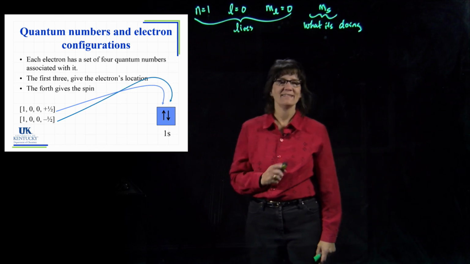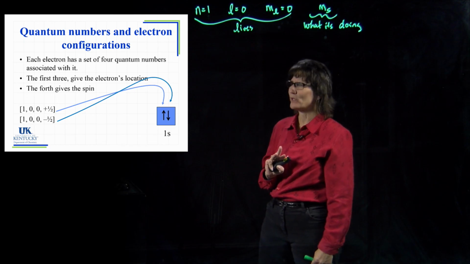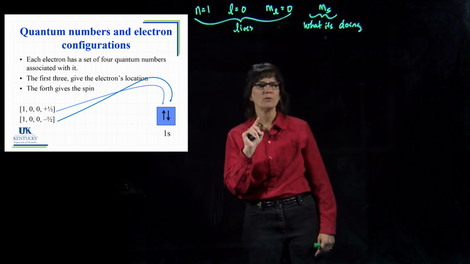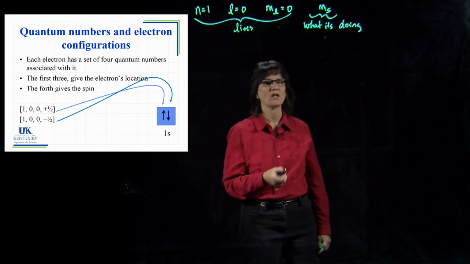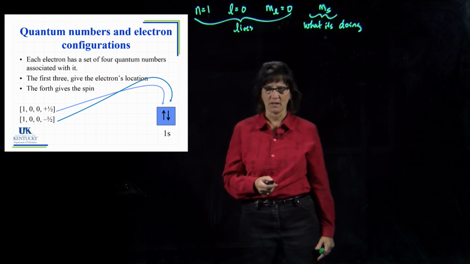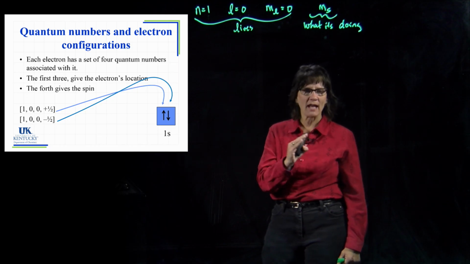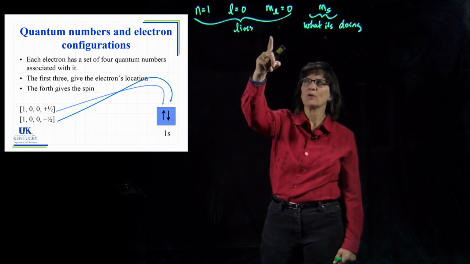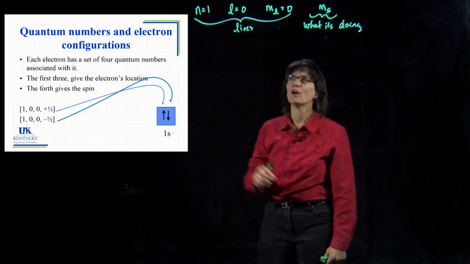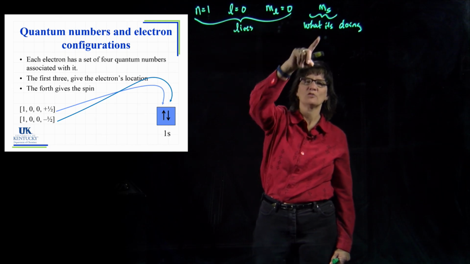So the other one is in the exact same orbital. Notice the first 3 numbers are exactly the same 3 numbers. n is 1, l is 0, m sub l is 0, but the spin is in the opposite direction, so we give it a -1/2 spin. Every electron in an electron configuration, every electron in an atom will have a set of 4 quantum numbers. First 3 tell you where it lives, the fourth one tells you what it's doing. First 3 tell you shell, subshell, right down to the orbital, and then the spin.